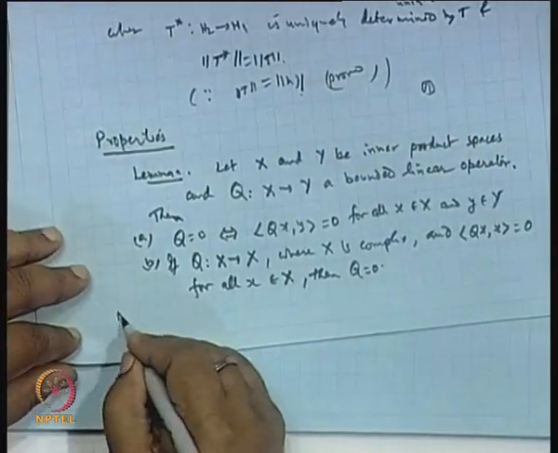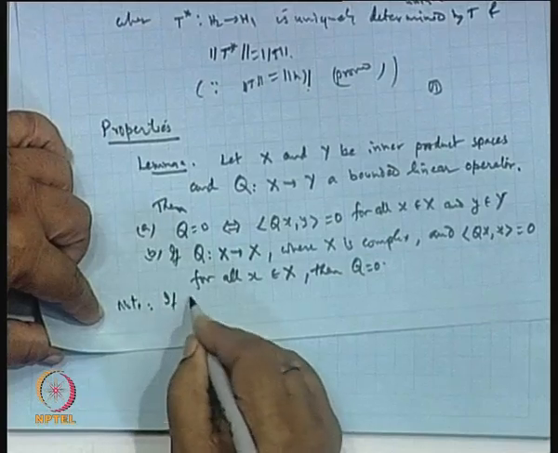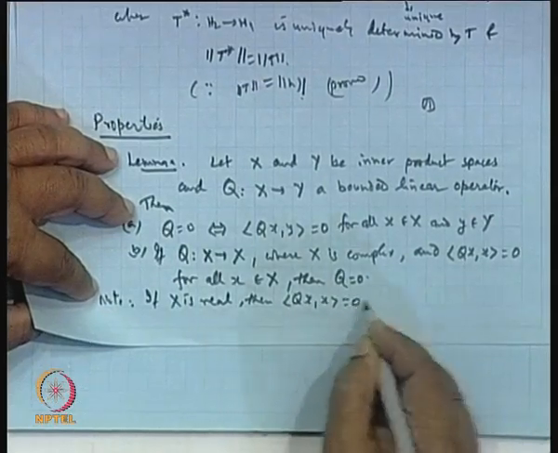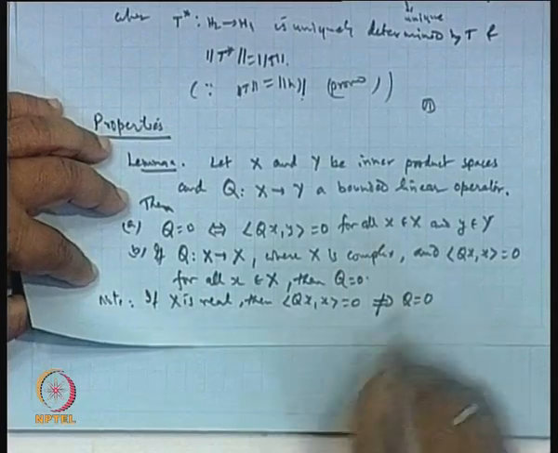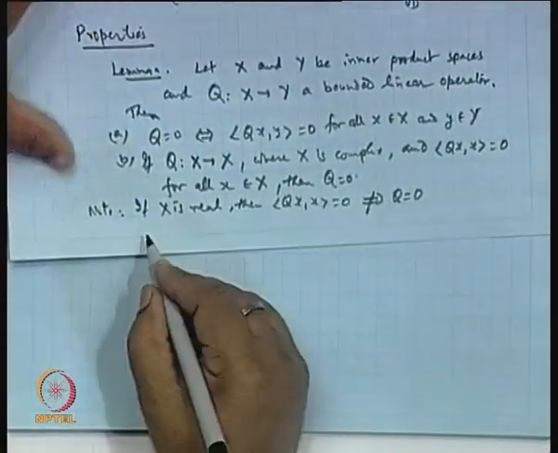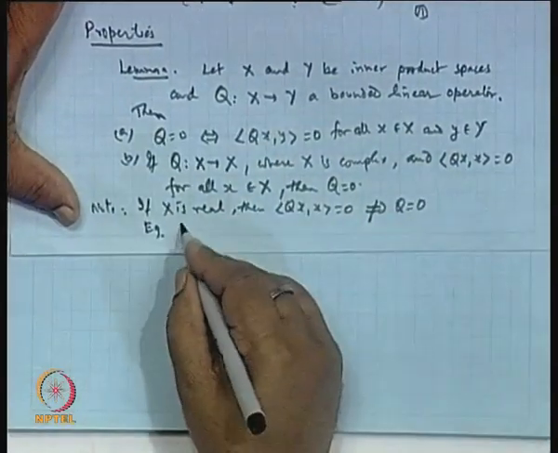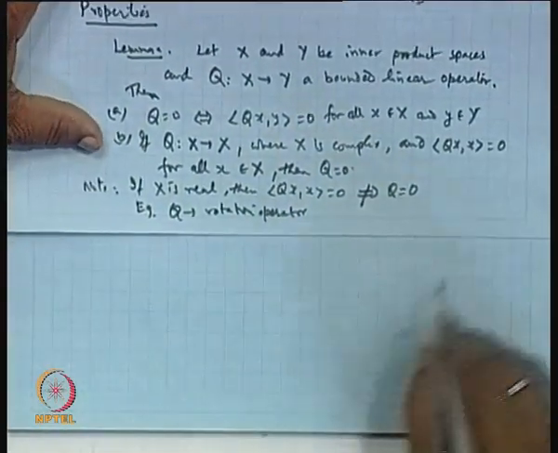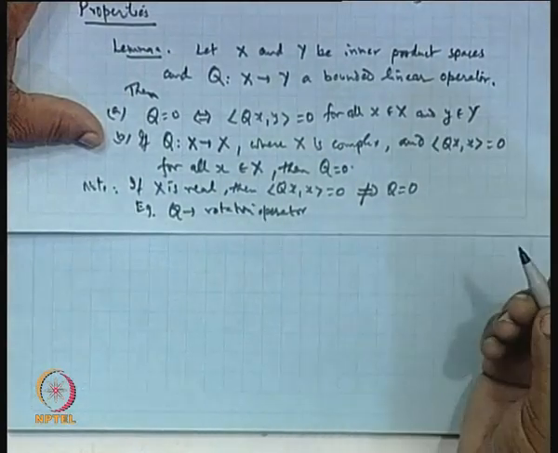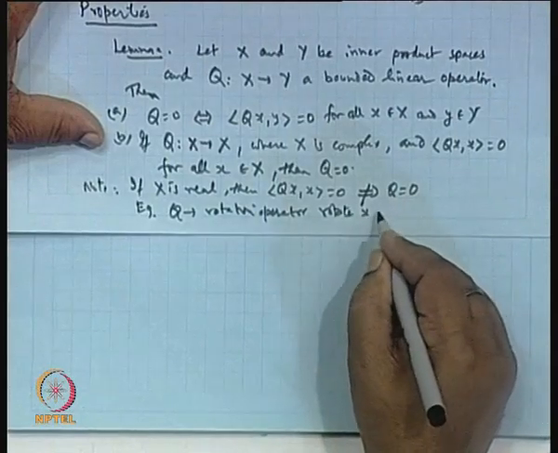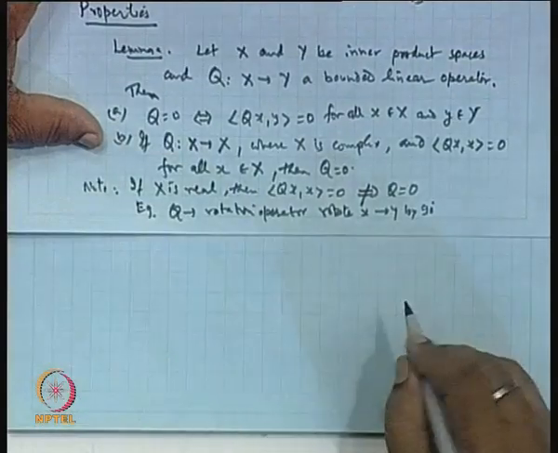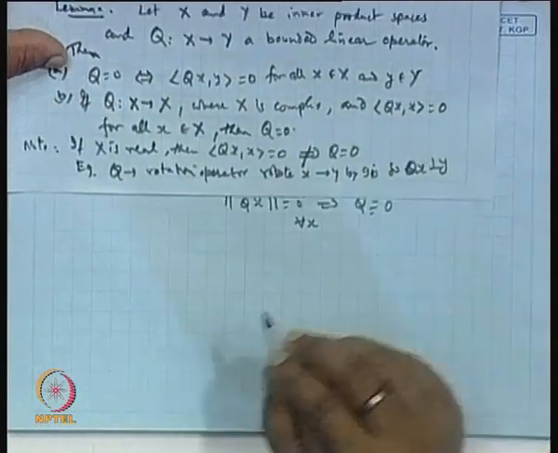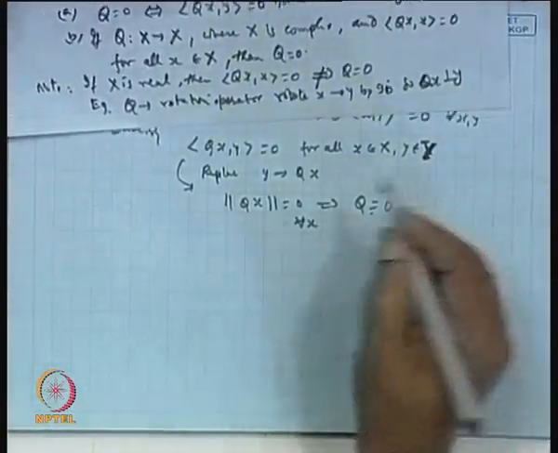So note, in case X is real, then the inner product <Qx, x> = 0 need not imply Q equal to 0. Why? For example, if I take Q as a rotation operator, it rotates x to y by 90 degrees. So they are orthogonal. So Qx is perpendicular to x. Therefore, the inner product of Qx and x will be 0.